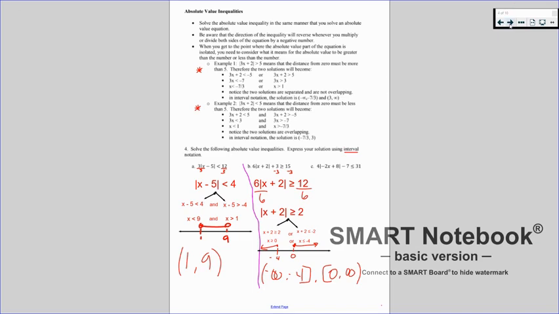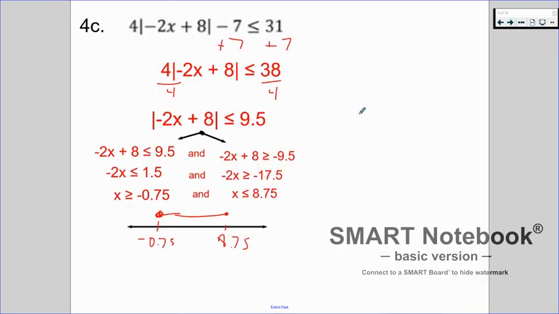All right, then when we look at part C, I'm going to switch to a new page for that one. So this one, again, I've got the two things outside of the absolute value. I'm going to add 7 to both sides, and then I'm going to divide by 4. So then I get my absolute value by itself. Here we end up with a decimal, so we don't need to be afraid of that. Just deal with it. Split up my two parts.